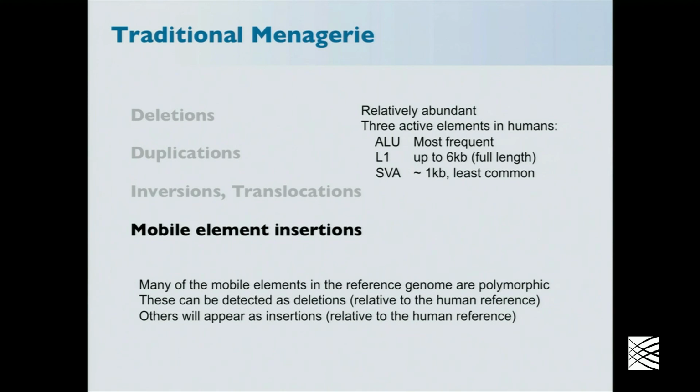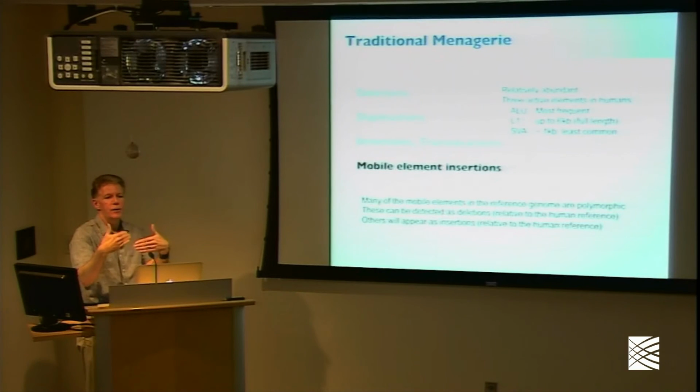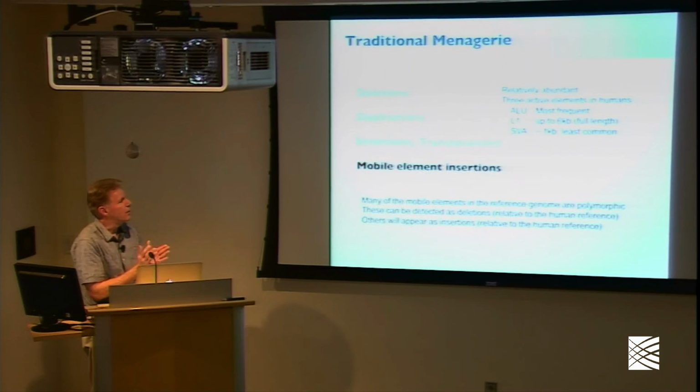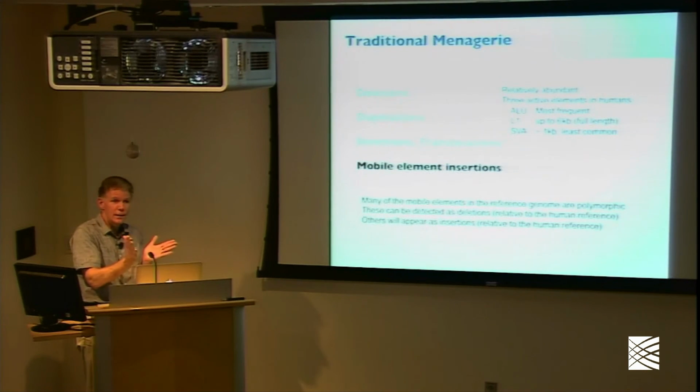But a certain amount of these mobile elements are captured in the human reference. So when you compare your data to the human reference, you might see a mobile element that appears to be deleted. That's just because the reference has the insertion haplotype, and the DNA you sequenced has the non-inserted haplotype, so it appears as a deletion. And you can also see mobile elements that appear to be inserted into the reference, and that's just because the human reference doesn't have them.